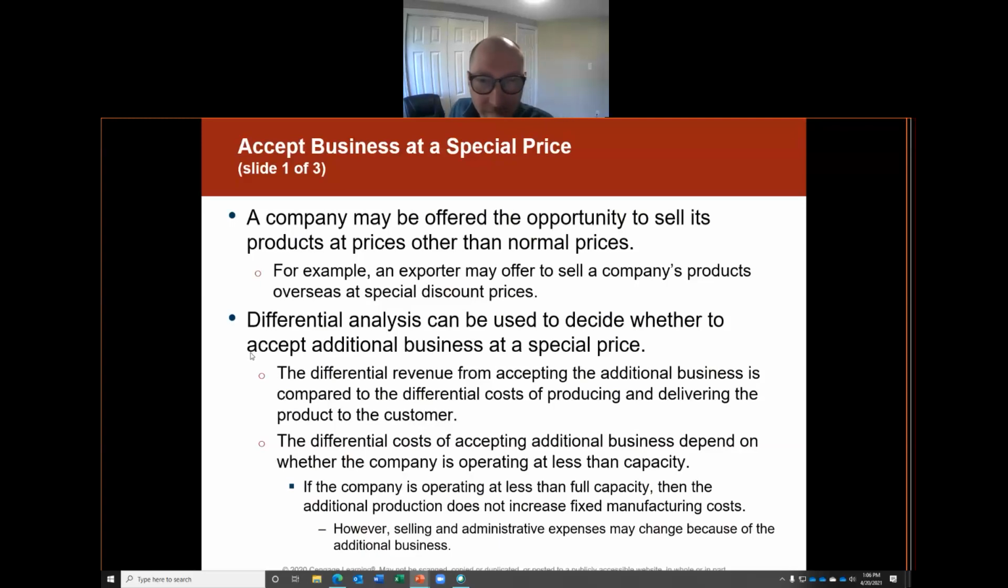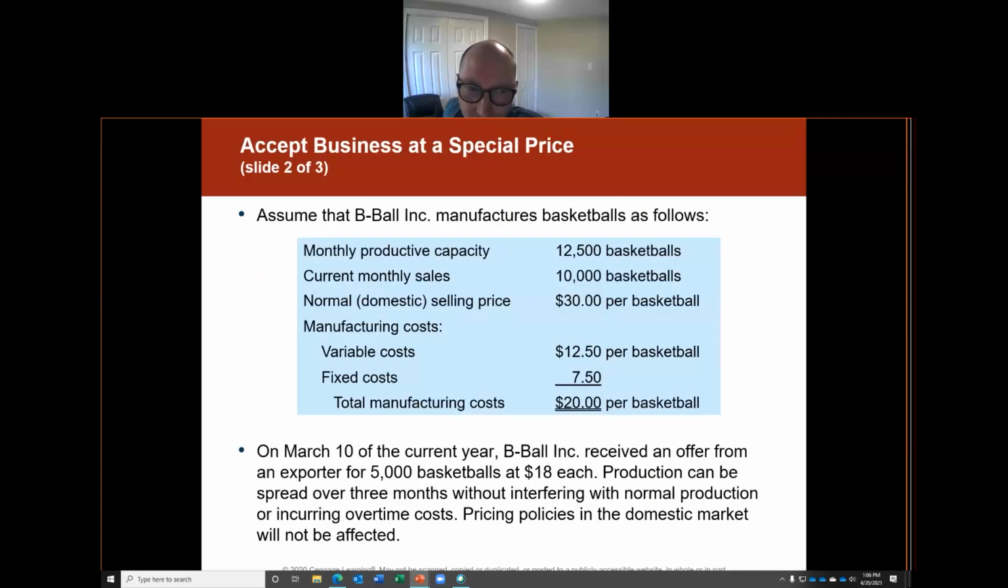Another example of differential analysis is accepting business at a special price. What this is, you could get a special order from a customer. Say, hey, you know what, I'll pay you this much for you to produce this product and sell it to me at this price. And you can either accept or reject that offer. This example, we have a basketball manufacturer. Let's say it's Wilson. I like Wilson, it's a nice company.